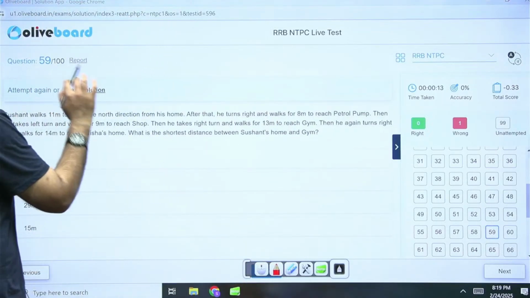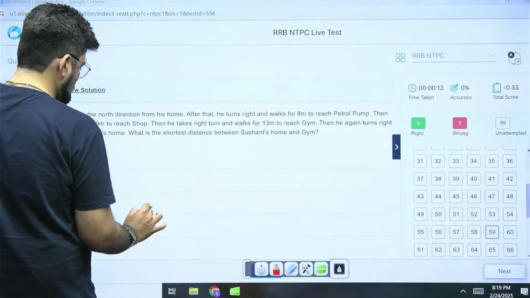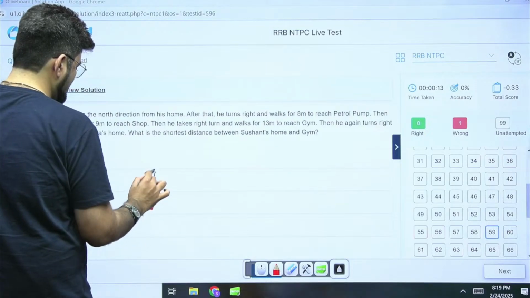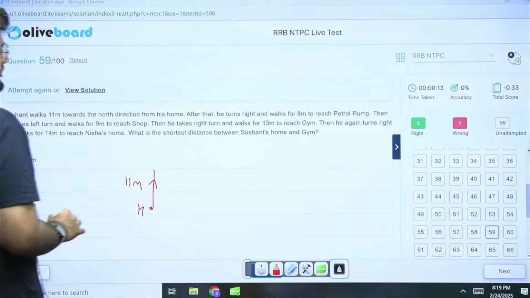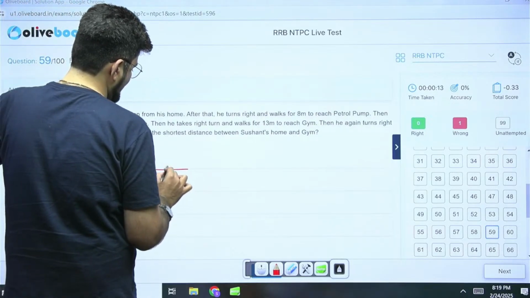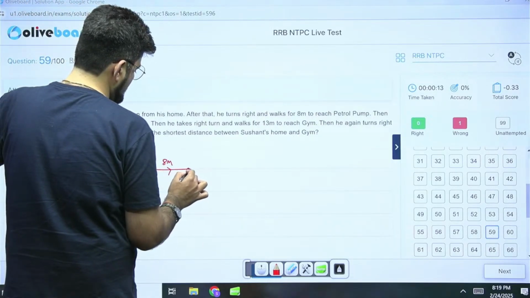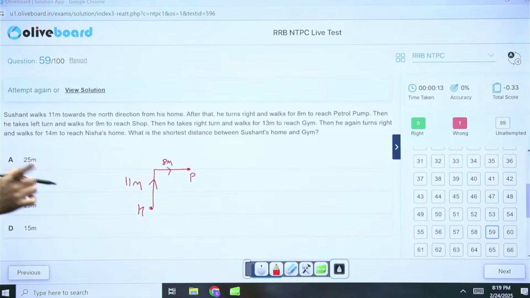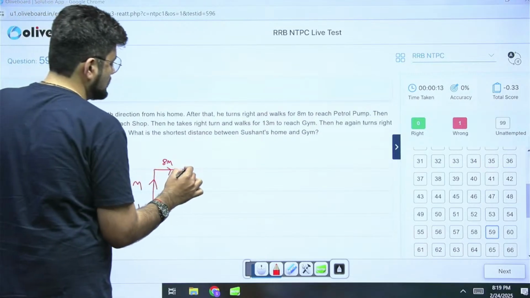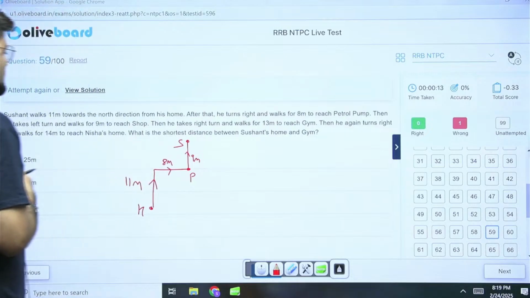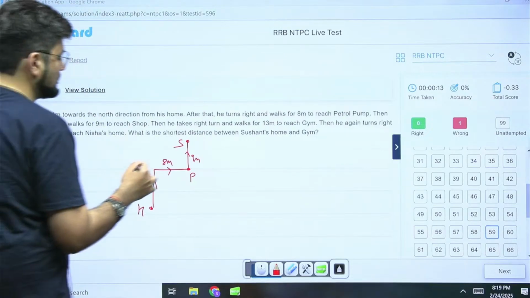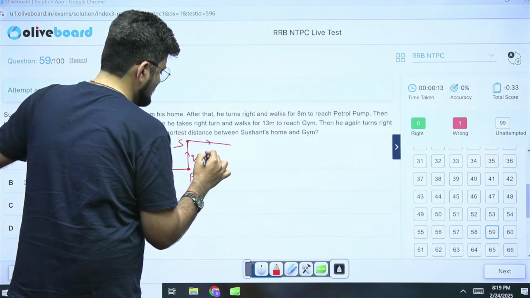So Sushant walks 11 meters towards the north from his home. So this is his home. He walks 11 meters in the north. After that, he turns right and walks 8 meters to reach a petrol pump. This is the petrol pump. Then he takes a left turn, walks 9 meters to reach a shop. From here, he goes right and goes 13 meters to the gym.